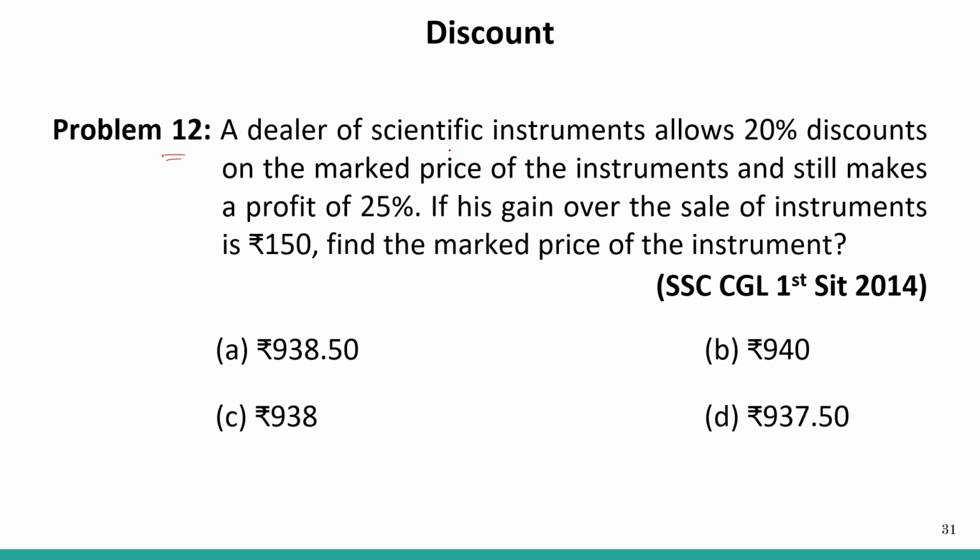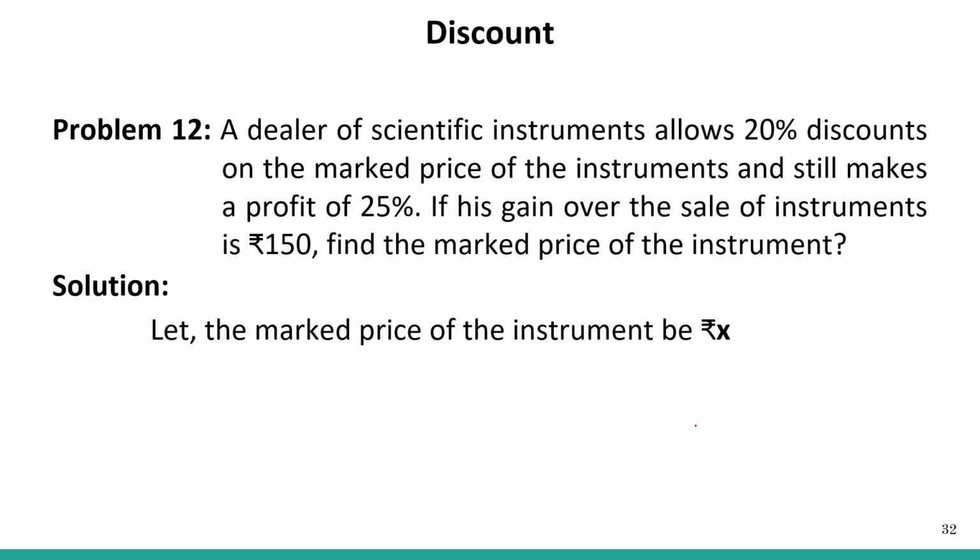Okay, so a dealer of a scientific instrument allows 20% discount on the marked price of the instruments and still makes a profit of 25%. If his gain over the sale of the instrument is 150 rupees, find the mark price of the instrument. So this question has appeared in the SSC CGL first sitting 2014 paper. Option A is 938.50. Option B is 940. Option C is 938. And option D is 937.50.